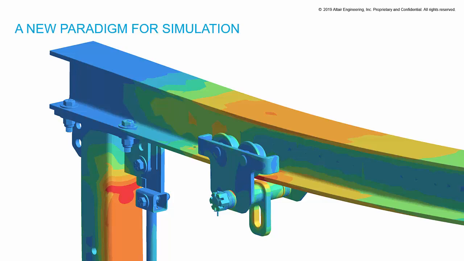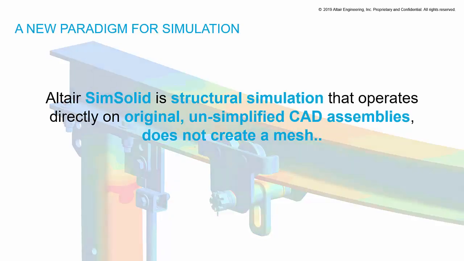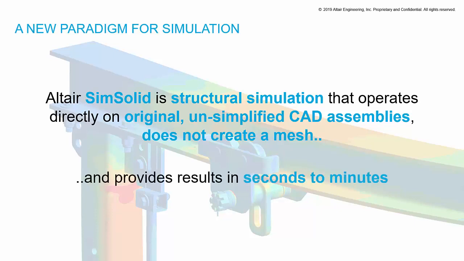SimSolid is a unique product. It's a new paradigm for simulation. It is structural simulation, but it operates directly on the original unsimplified CAD assembly, fully featured CAD, and it doesn't create a mesh. It is a meshless method. The goal of SimSolid was to do this, but to do it in a way that gave meaningful, accurate simulation results in only seconds to minutes.